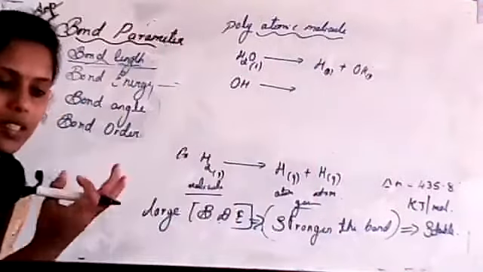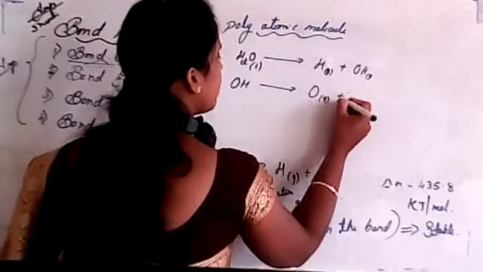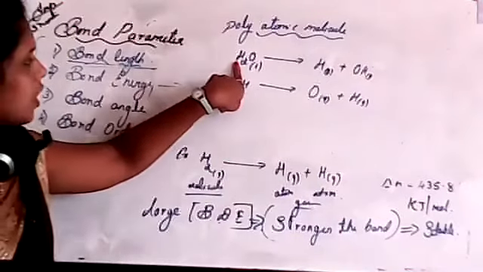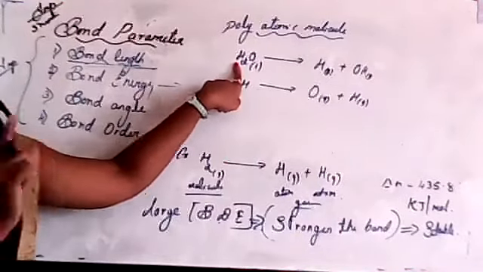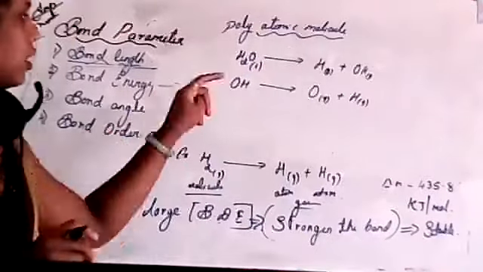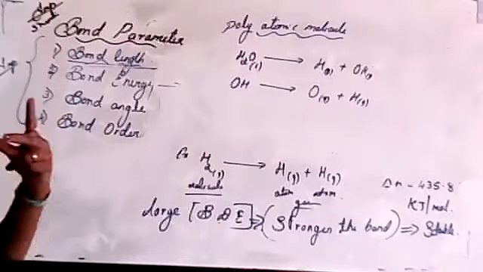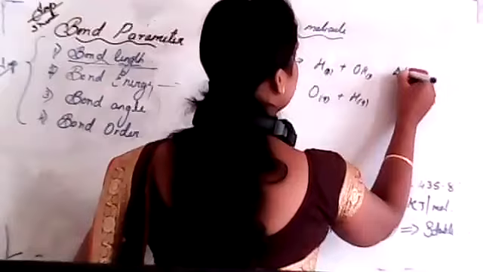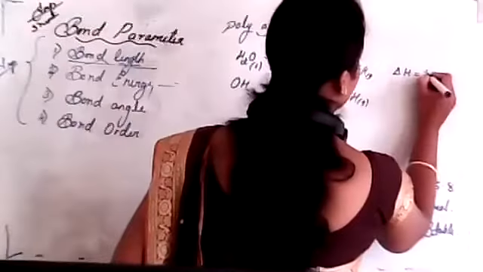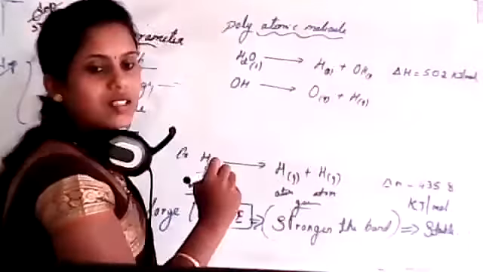Now, OH will dissociate. How will it dissociate? Into oxygen gas and hydrogen gas, isn't it? So this is a polyatomic molecule composed of two hydrogens and one oxygen. That's why it is known as a polyatomic molecule. There are two different atoms, hydrogen and oxygen, isn't it? So now the bond dissociation enthalpy for this one, the value of delta H, is 502 kilojoule per mole, students, okay? You can see that? Okay.